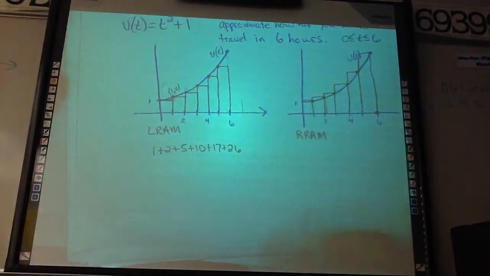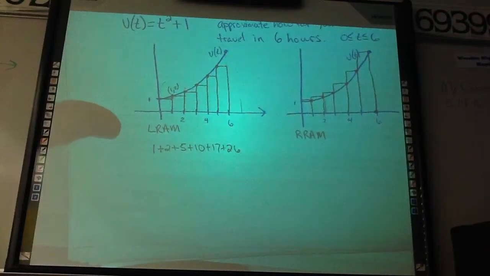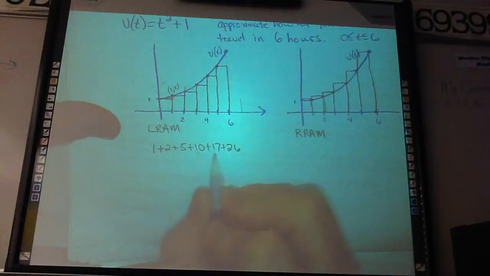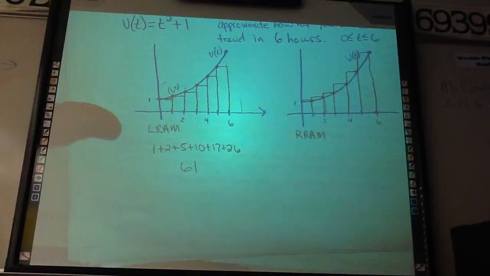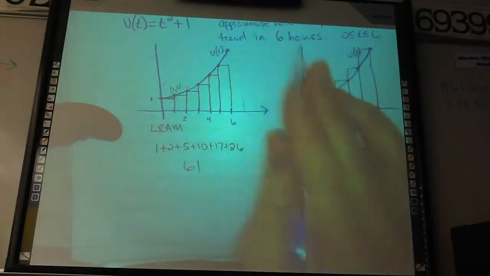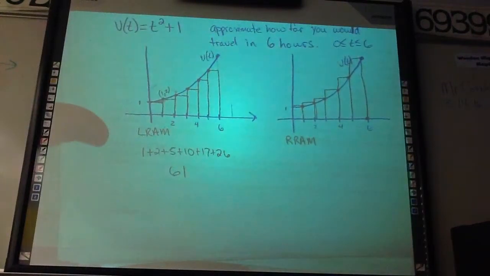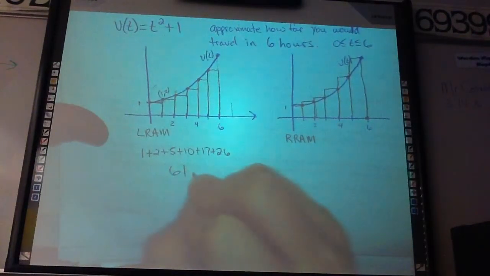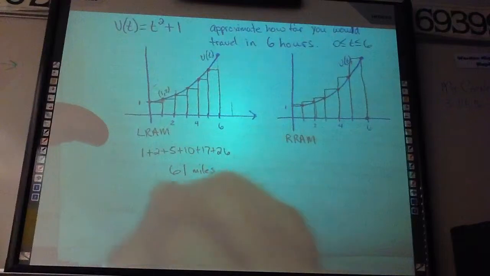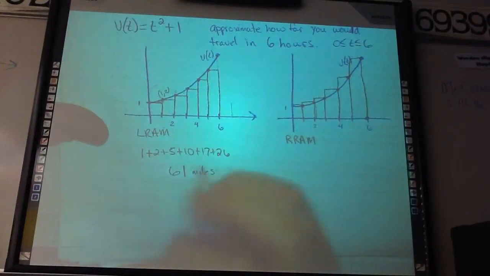So I get 1 plus 2 plus 5 plus 10 plus 17 plus 26. What's that? 61. So your answer would be, how far would you have traveled? It depends on our units. We'll say miles. That would be your distance traveled.